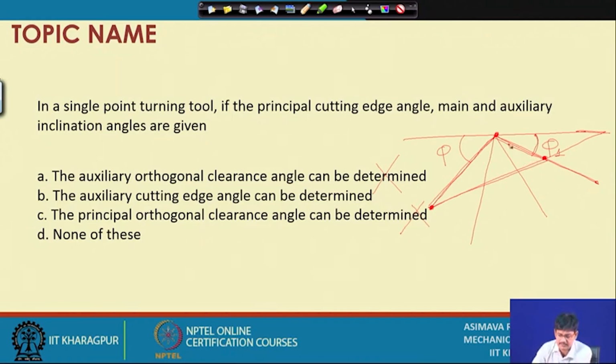Suppose I say that, okay, in that case, had I known the master line, I could have shifted along the master line and got different angles, but the master line in the first place is not known. So, the answer will be none of these. The answer will be none of these. Okay. Now, let us move on to our final discussion.